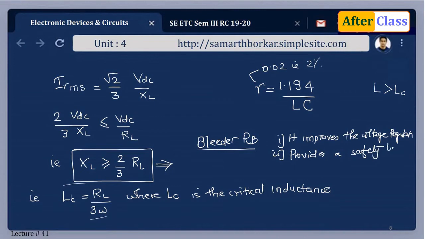by acting as a discharging path for a capacitor.